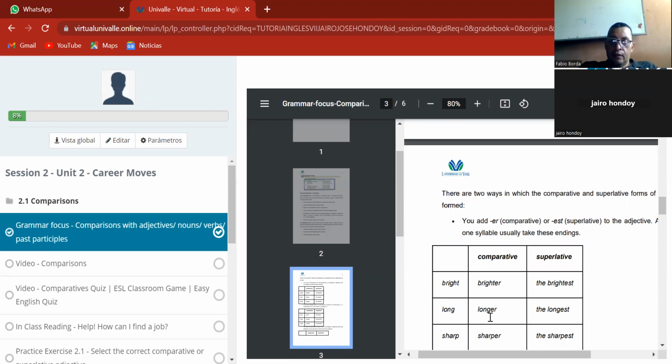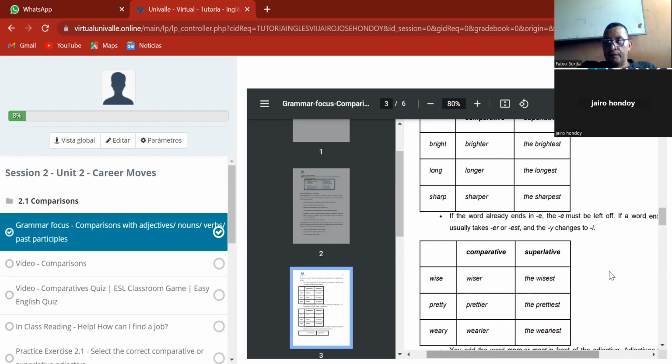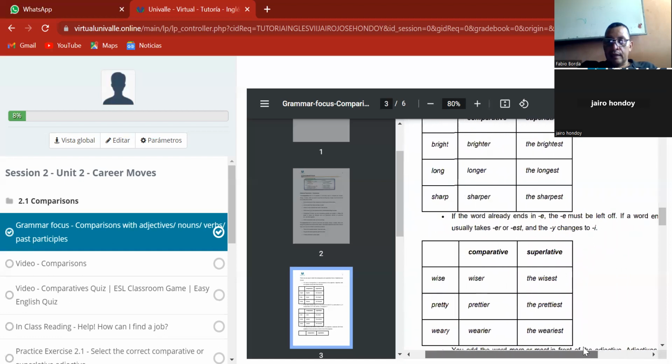Long: longer is the comparative, and the longest is the superlative. Sharp: sharper is the comparative, and the sharpest is the superlative. If the word already ends in E, the E must be left off. If a word ends in Y, it usually takes ER or EST, and the Y changes to I. Example: wise, wiser, the wisest.